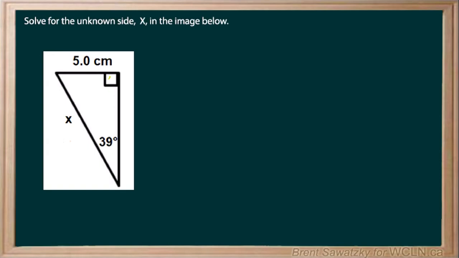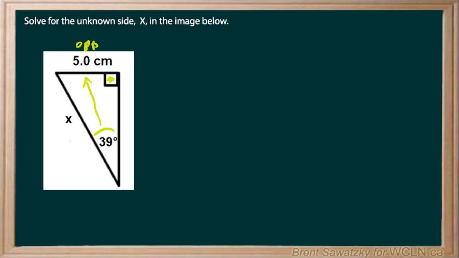All right, and we confirm it is a right triangle, so we can use our trig ratios. And so our reference angle here is our 39 degrees. So let's use that and we'll identify our sides. Opposite to the 39, that's our 5 over here.